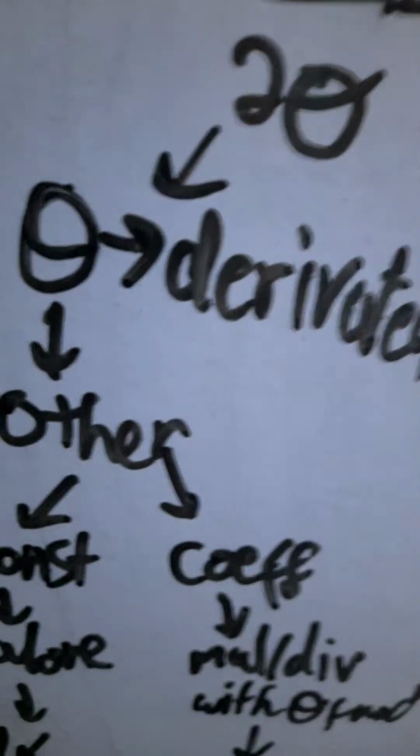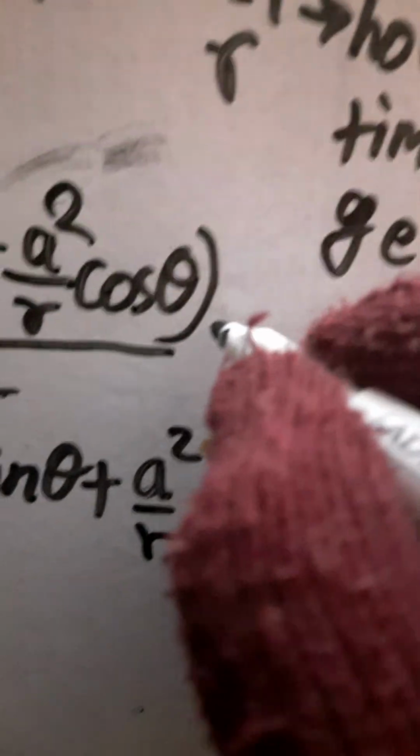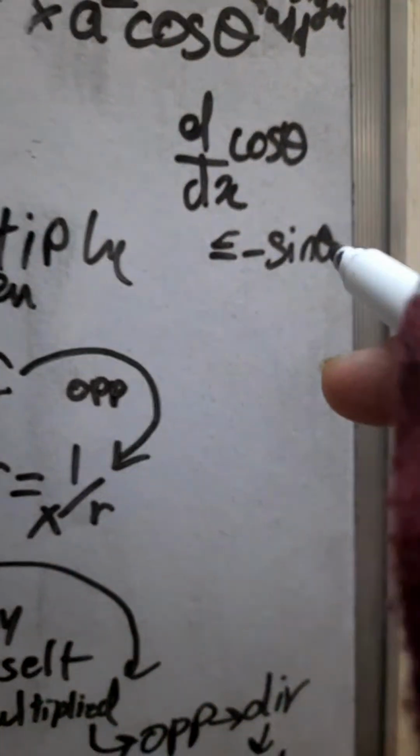Which theta function are we going to take the derivative of? If they are multiplied with it in a single term, for the derivative we take that coefficient out, and multiply that coefficient after we have taken the derivative of the function. So we take a square by r out, then the derivative of cos theta, which is minus sine theta, and multiply it.